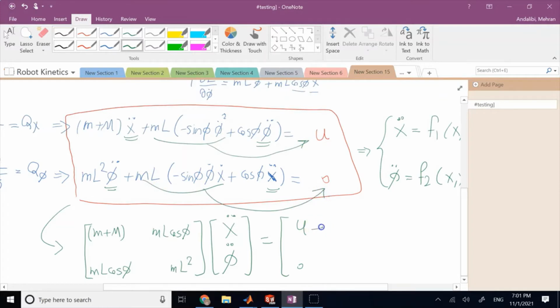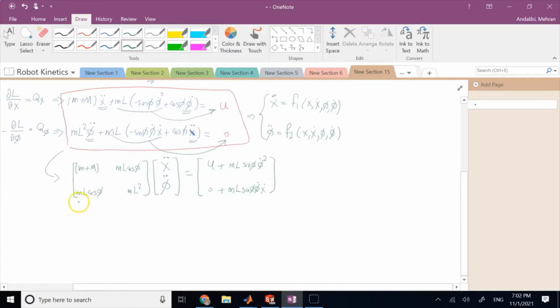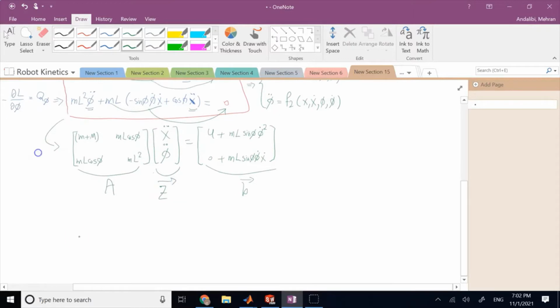So that makes this to be u plus ml sine phi dot squared, and the bottom one will be 0, and then plus ml sine phi dot x dot. And now here is like a matrix A, here is like a right hand side B, and here is like an unknown, whatever you want to call it, Z. So clearly from here, your Z is going to be A inverse times B. So if you invert that, multiply by that one, that should give you the solution.